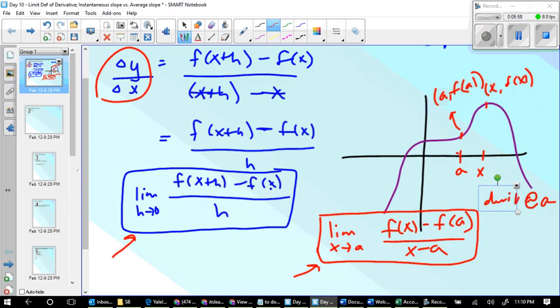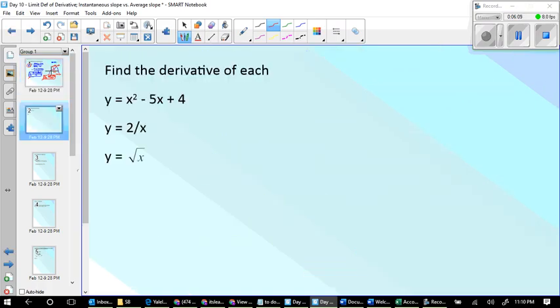So for this one, we're mostly going to be using these two definitions and using a bunch of algebra to solve our derivatives. So let's find the derivative of each of these, and I'm going to go ahead and do them using both methods so that you get to practice the algebra in both situations. Okay, so take a moment to see if you can set up this first one and then work through that problem.